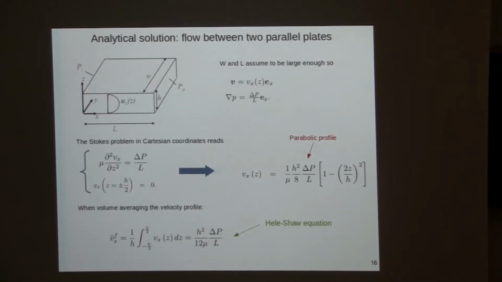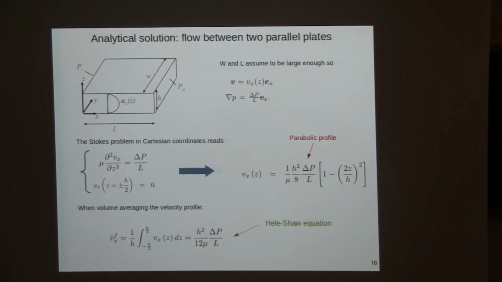So we've seen that this set of equations can be complicated to solve, and there are very few analytical solutions actually. One of them is a solution of Stokes or Navier-Stokes between two parallel plates. So you imagine you have two parallel plates, very large. In this case, we can simplify the problem. The PDE is simplified drastically, and we have an analytical solution.